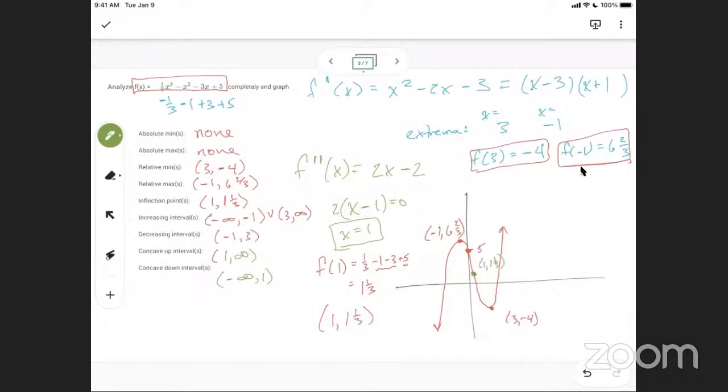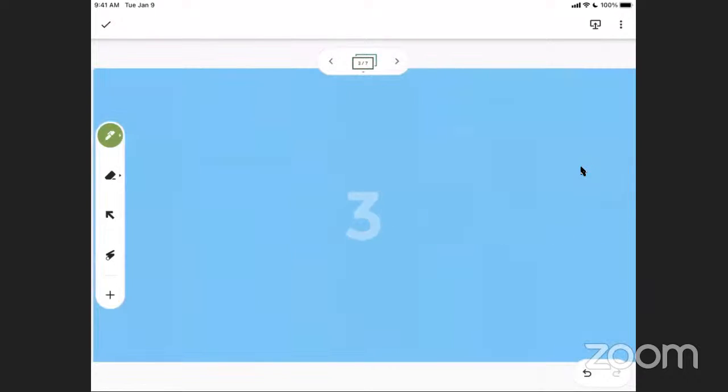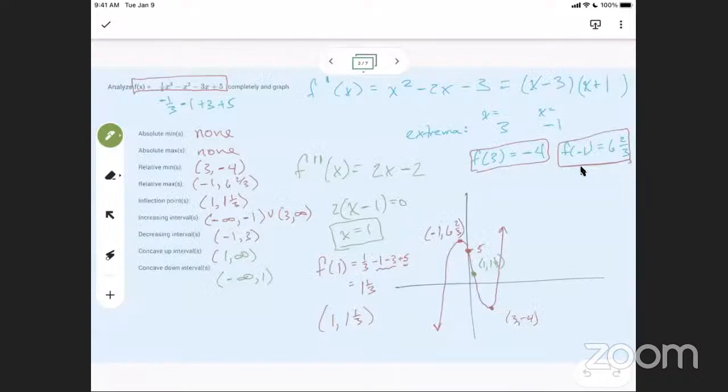Clear on all that now? Sorry, to use a number line regarding point of inflection, how would that work? So if you wanted to use a number line for the inflection point, to find the concavities.